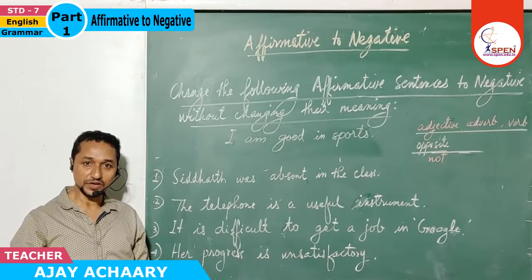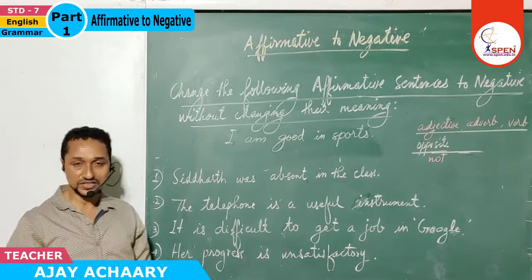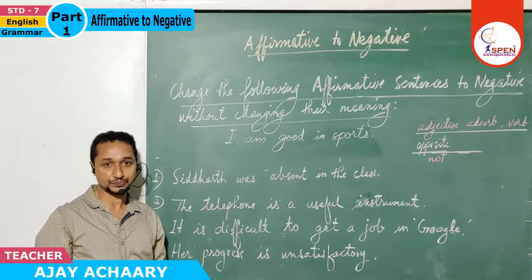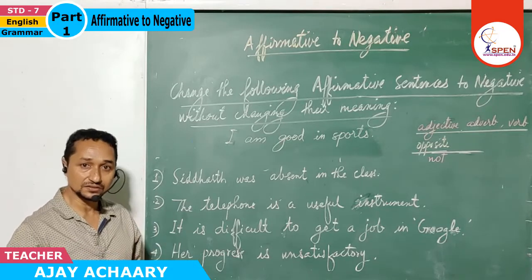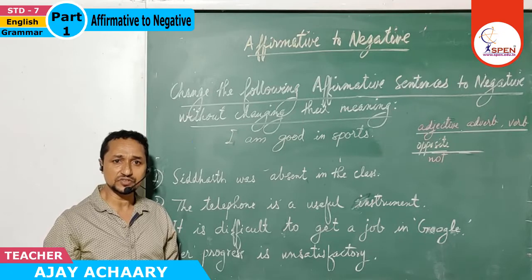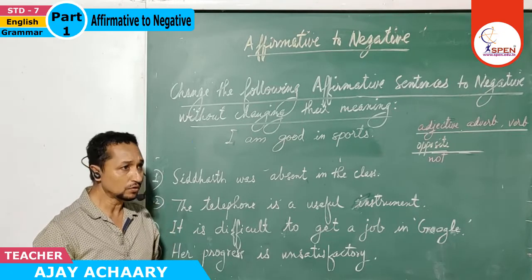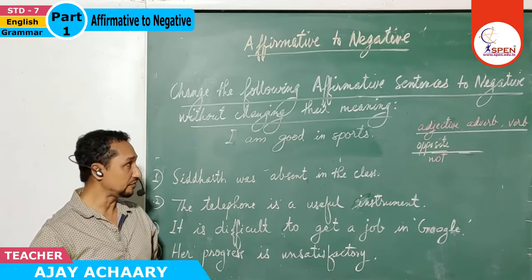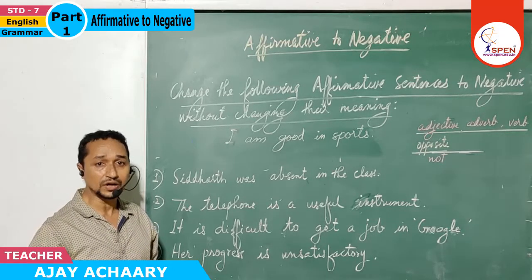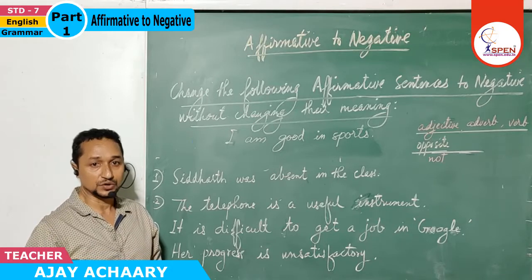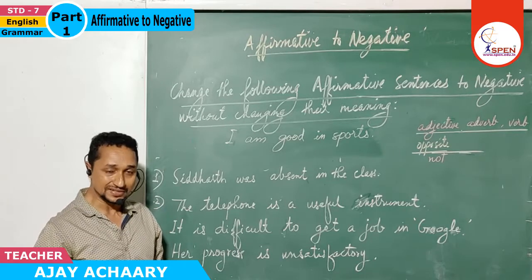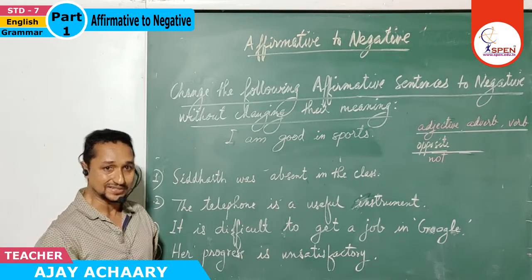Hi everybody. Today our topic is how to change an affirmative sentence into a negative sentence. An affirmative sentence is an assertive sentence which does not have any negative words like no, not, never, nothing, neither, nor. Such negative words are not there in an affirmative sentence.